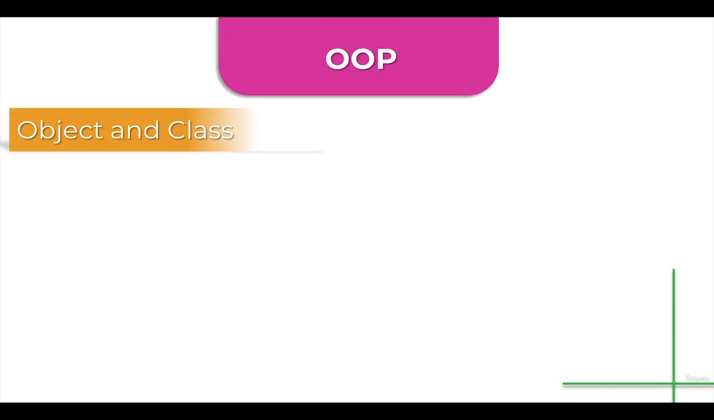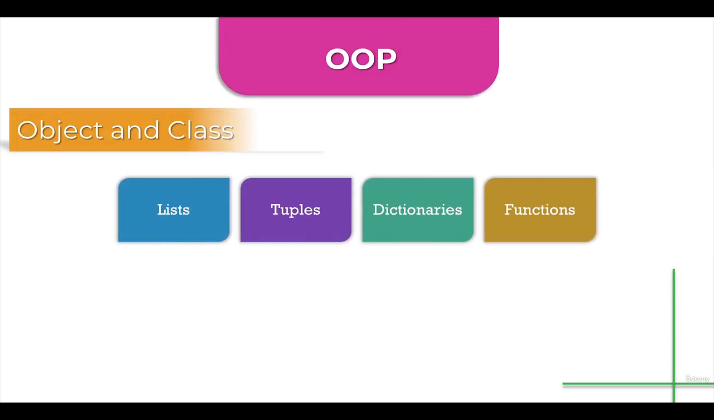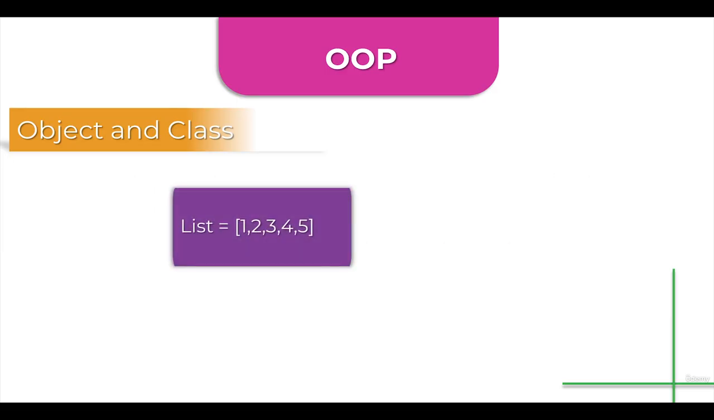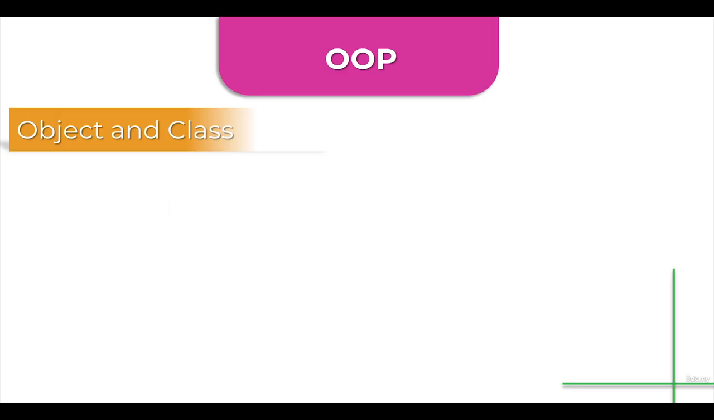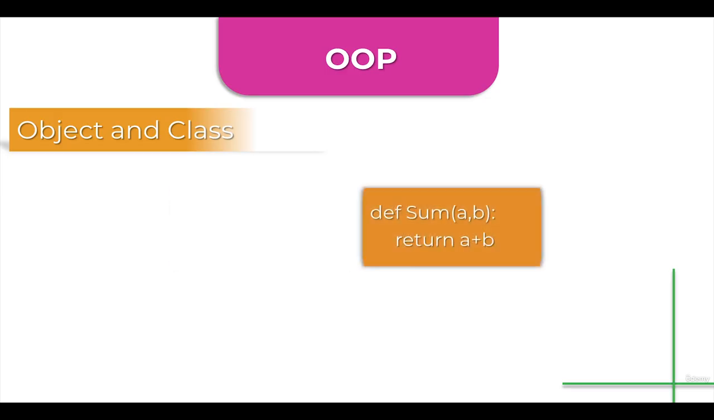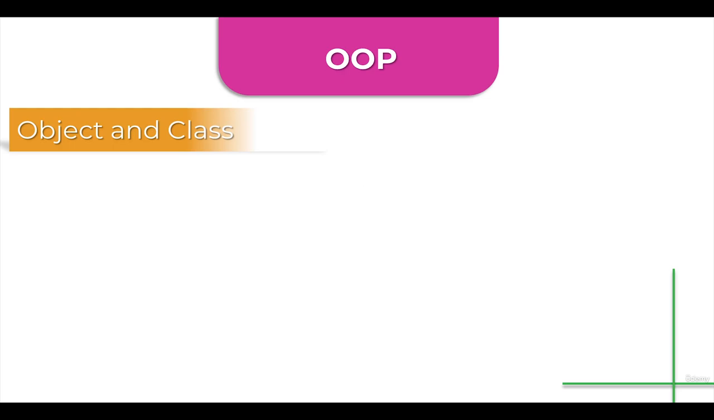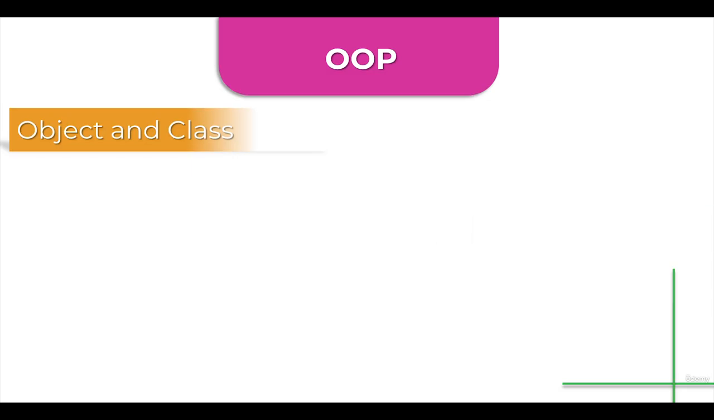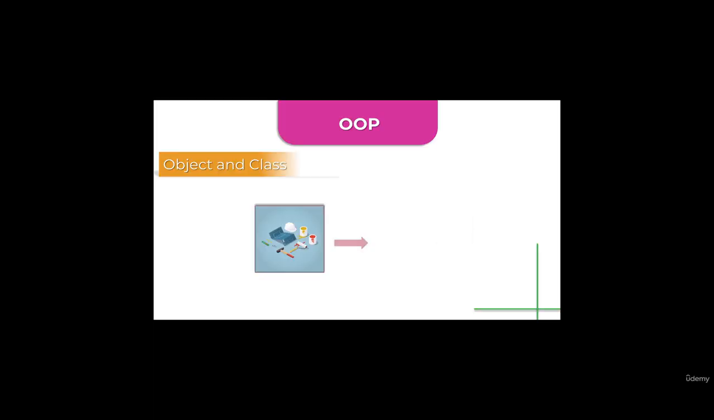Objects in Python are elements that contain some methods and some values, right? For example, lists, tuples, dictionaries, and functions are indeed objects. Have a look at this. When we run this code, we will create a list object named list. Or when we run this code, we will create a function object named sum. Classes are the type of data that allows us to produce objects. We can think of a class as a prototype of an object. It contains data members, methods, instances, etc.